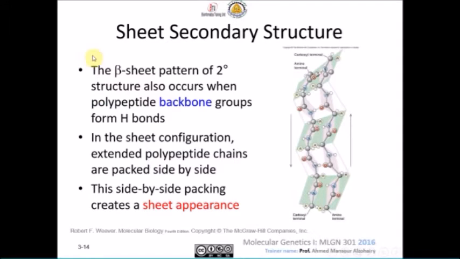The beta sheet pattern of secondary structure also occurs when polypeptide backbone groups form hydrogen bonds. In the sheet conformation, extended polypeptide chains are packed side by side. This side-by-side packing creates a sheet appearance. So two polypeptide chains can create this sheet appearance. These are the two main structures that can be seen in the secondary structure: the alpha helix and the beta sheet.